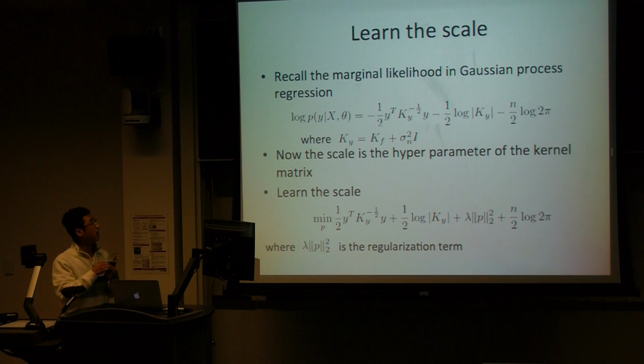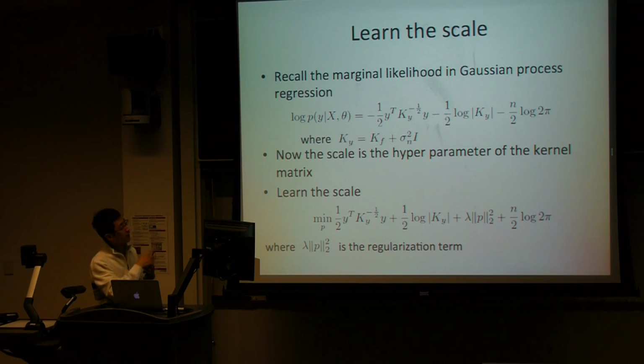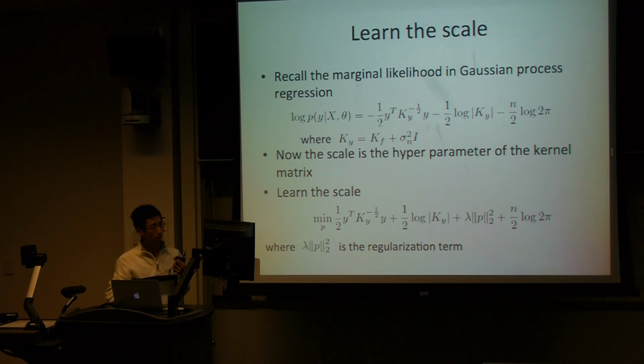Recall that for Gaussian process regression, we have the marginal likelihood shown here. And here K is a matrix, the addition of the kernel matrix plus the noise. So in order to learn the kernel, we optimize this marginal likelihood objective function over either the scale or the spectrum points. But here we have an additional term, which is the regularization term.